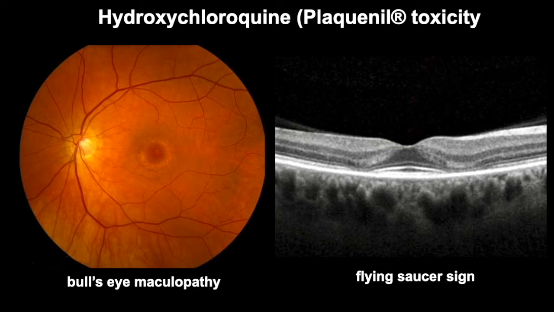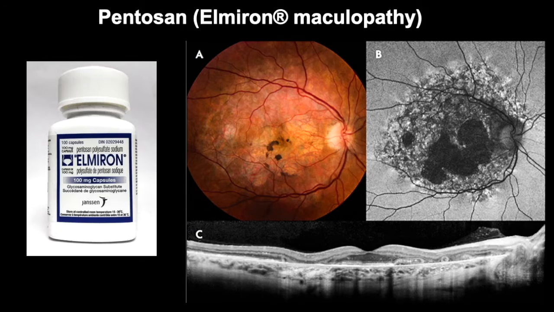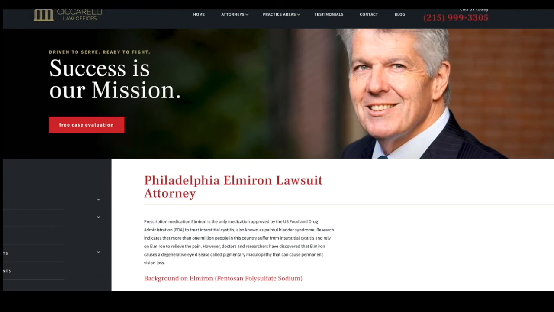Chronic use of hydroxychloroquine or Plaquenil causes a bullseye maculopathy and a flying saucer sign on OCT, which discloses parafoveal photoreceptor atrophy. Pentosan or Elmiron is a drug that is commonly used to treat interstitial cystitis. Recently, it has been shown to cause a maculopathy. A number of lawyers are now specializing as Elmiron lawsuit attorneys.